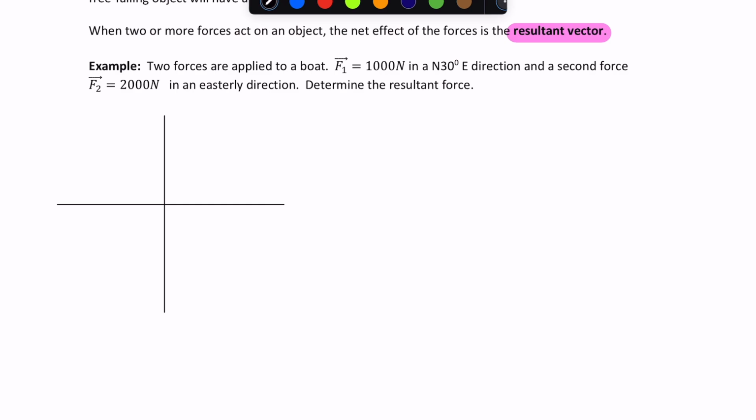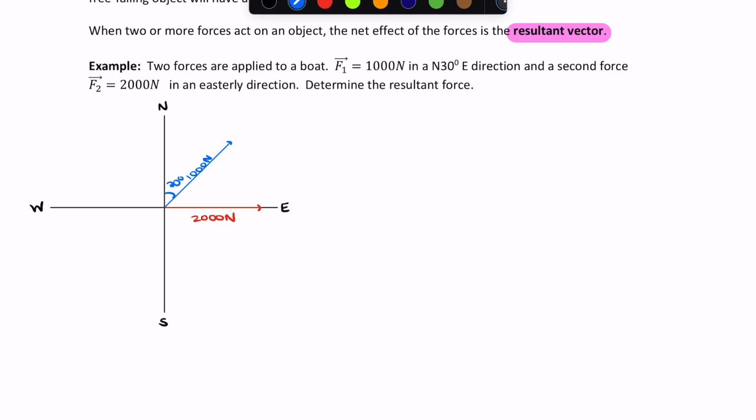So here, if we draw a diagram, label it north, east, south, and west. The first thing we know here is we have our first force, 1,000 newtons, and it's 30 degrees north of east. We see that we have our second force that's pulling the boat. That is 2,000 newtons, and that's just going in an easterly direction.